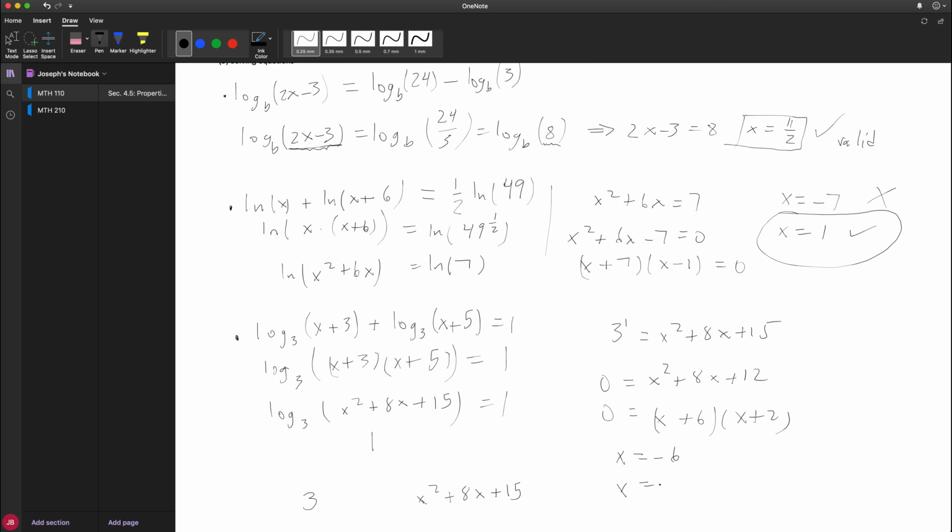And now we go back and check, are either of these valid? Well, the negative 6 is not. Notice you'll get a negative 3 inside the logarithm. So automatically game over for that one. Whereas negative 2 I think is, because here I get a 1 inside this logarithm, and here I get a 3. So I think this one works. And so our only valid solution here is x equals negative 2.